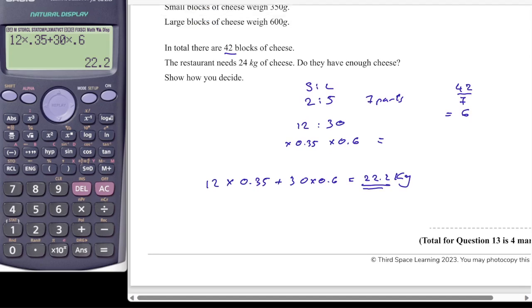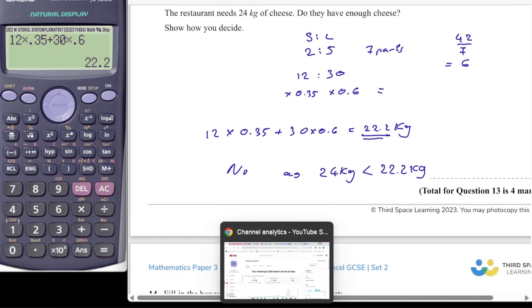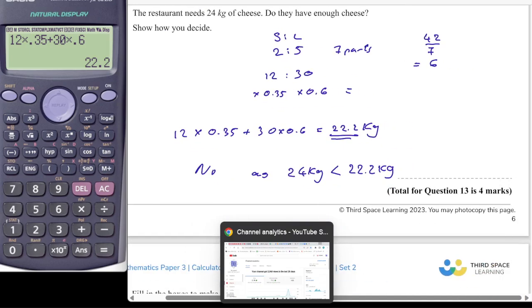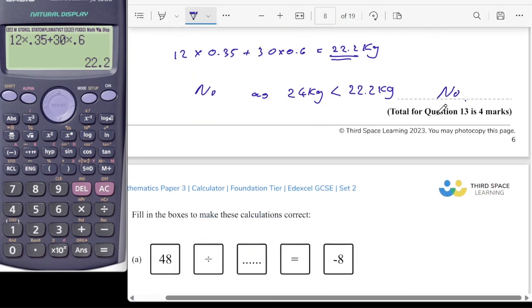So the restaurant needs 42. Do they have enough cheese? No, as 22.2 kilograms is less than 42 kilograms. Let's just double check that one on the mark scheme. I've been kind of flicking through and double checking. That is correct, yeah, 22.2 kilograms. So technically I've not written my answer there, so I'll go no there. Okay.